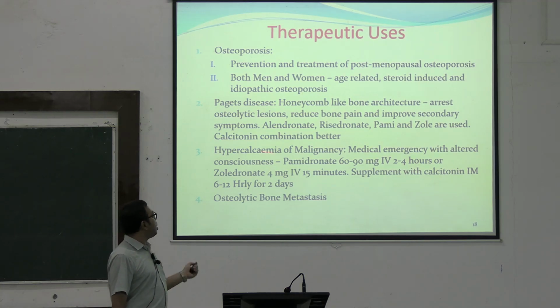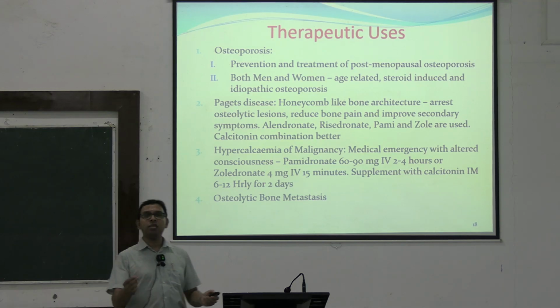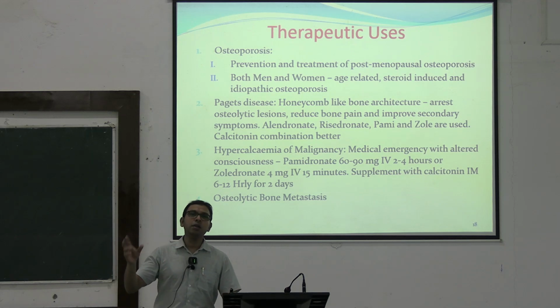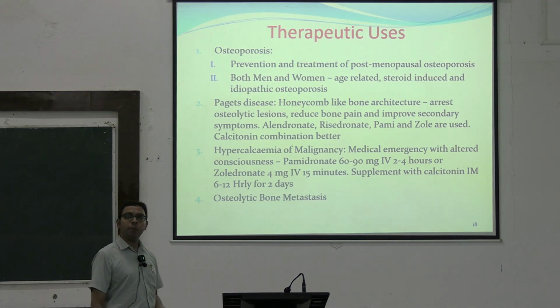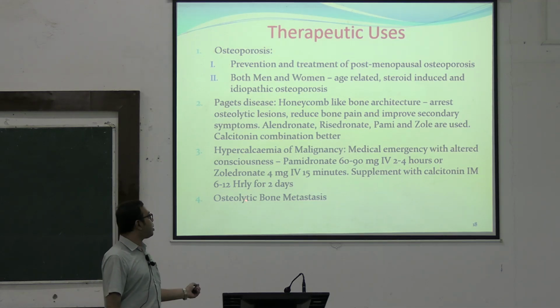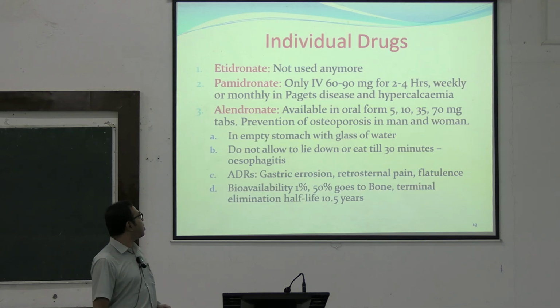All these are used. But we can combine this with calcitonin. Already we have seen that calcitonin is mainly used in Paget's disease of the bone, so we can combine the bisphosphonate along with the calcitonin. For hypercalcemia of malignancy, like calcitonin, we can also use the bisphosphonate, and in some osteolytic bony metastasis. So these are similar to calcitonin.